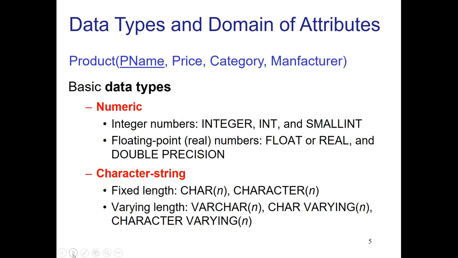Now, we'll see the data types. First, we'll see the numeric data type, which is declared as integer, int, small int. Floating point numbers can be declared as float or real and double precision. Next one is character string, which is declared as character of n, char of n, varchar of n, char varying of n, character varying of n.